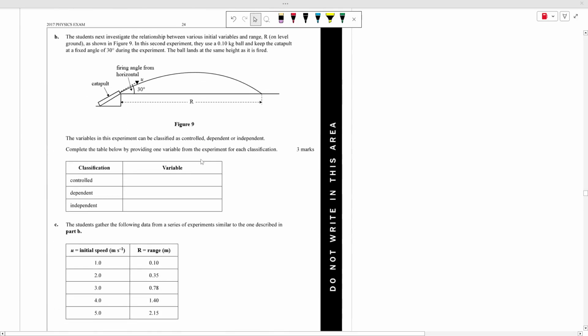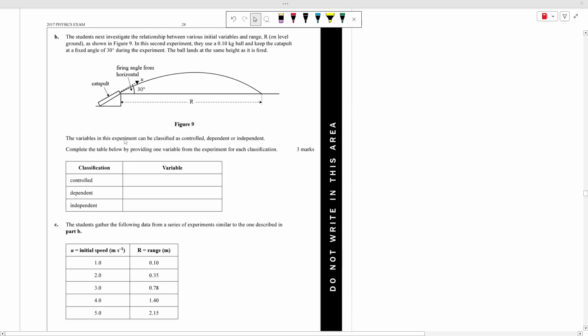All right. Part B, students next investigate the relationship between various initial variables and range R on the level ground. So the range is just how far it travels from where it started. As shown in figure 9, in this second experiment, they use a 0.1 kilogram ball and keep the catapult at a fixed angle of 30 degrees during the experiment. The ball lands at the same height as it is fired. So that's your setup there, and they're just varying some things.